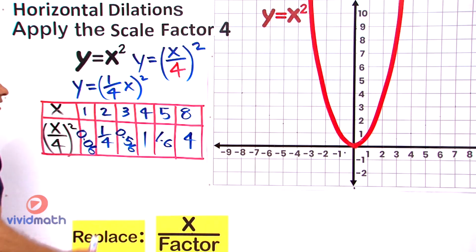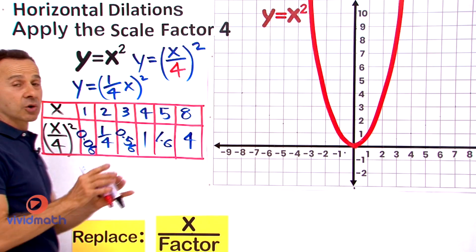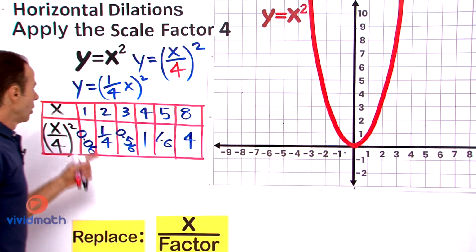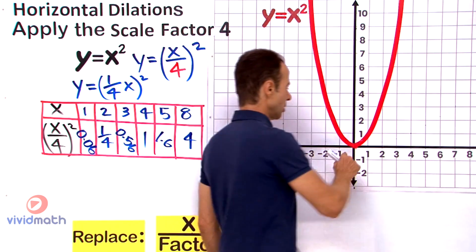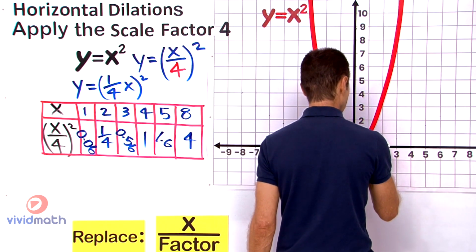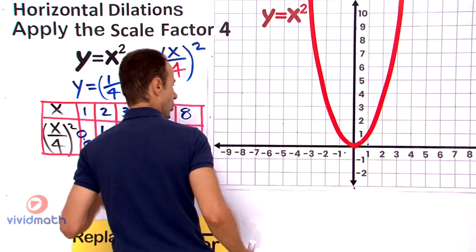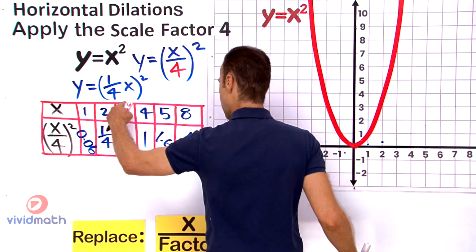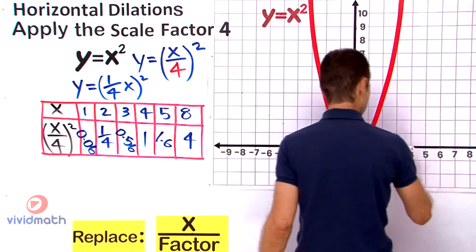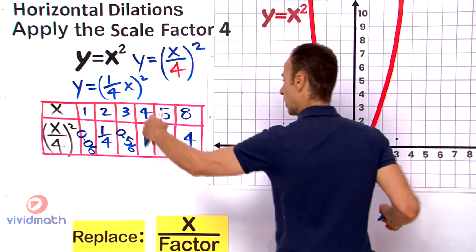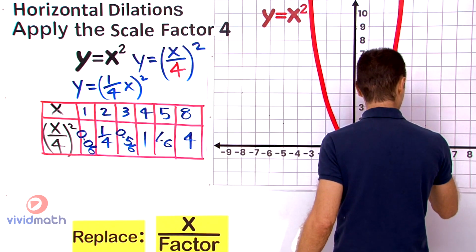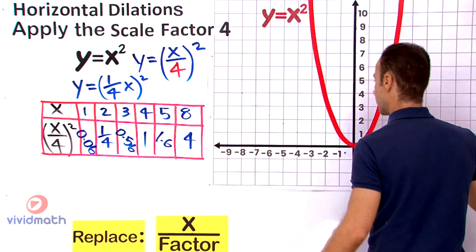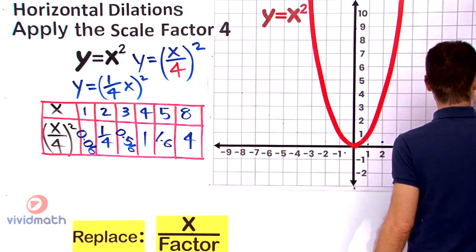Okay, let's plot these values on the right-hand side, and then we can mirror that because it's a symmetrical function, so we can do it on both sides. So 1, 0.06, that's pretty low, about there. We've got 2, 1/4, about there. We have 3, 0.56. We have 4, 1. 5, 1.6, and then 8, 4.